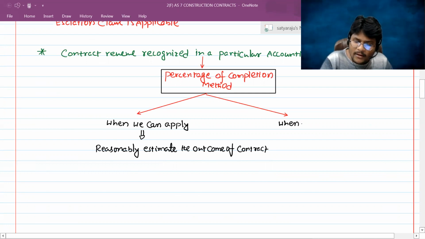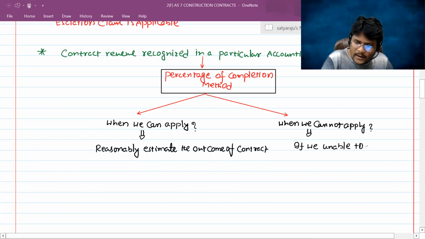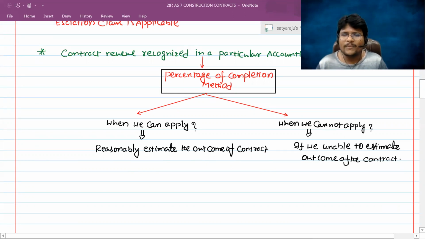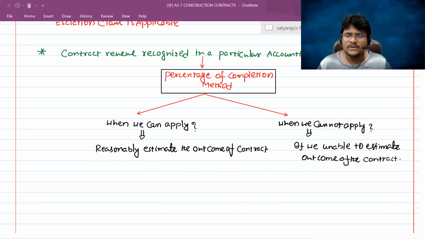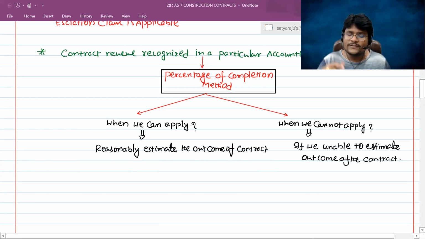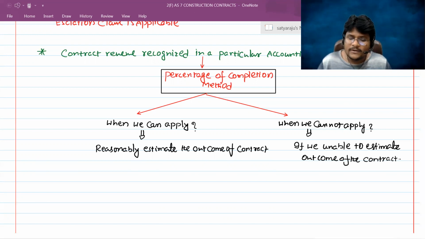When we cannot apply: if we are unable to estimate the outcome of the contract. So these are very, very important. You cannot simply apply the percentage of completion directly for the purpose of recognition of the contract revenue. You don't know how to calculate the percentage of completion; till now, I didn't discuss anything. But before going to such level, first I am discussing when we can apply the percentage of completion: when you can reasonably estimate the outcome of the contract.